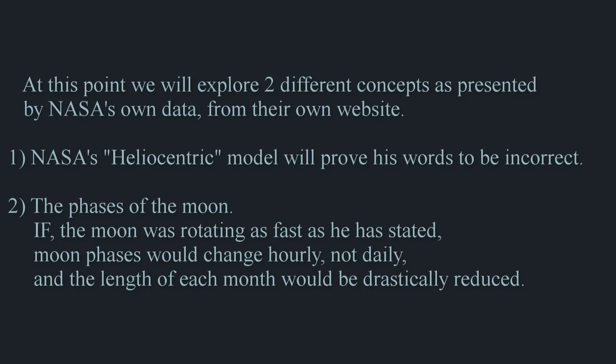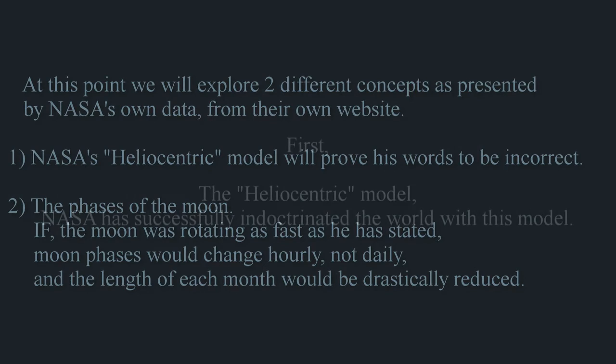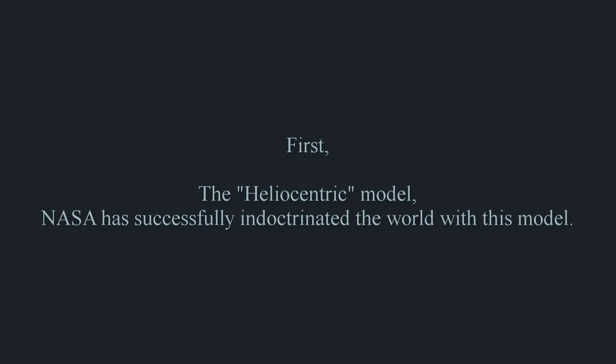At this point, we will explore two different concepts as presented by NASA's own data from their own website. Number one, NASA's heliocentric model will prove his words to be incorrect. Number two, the phases of the moon. If the moon was rotating as fast as he had stated, moon phases would change hourly, not daily, and the length of each month would be drastically reduced.